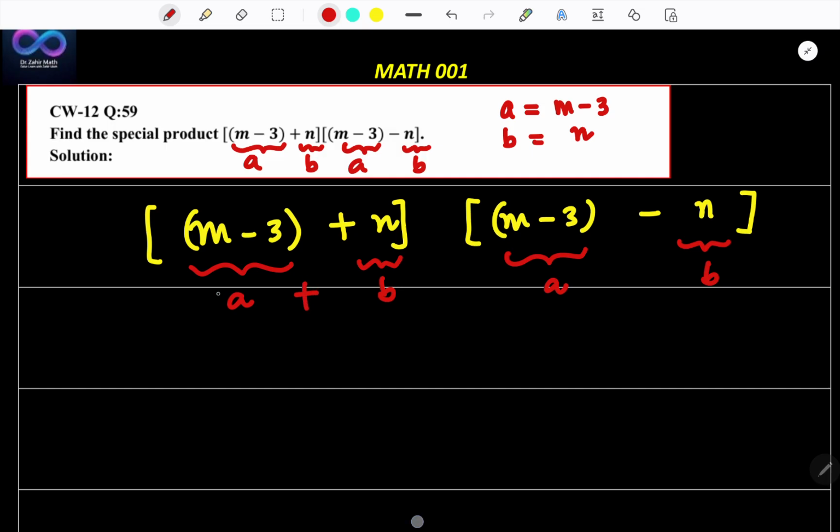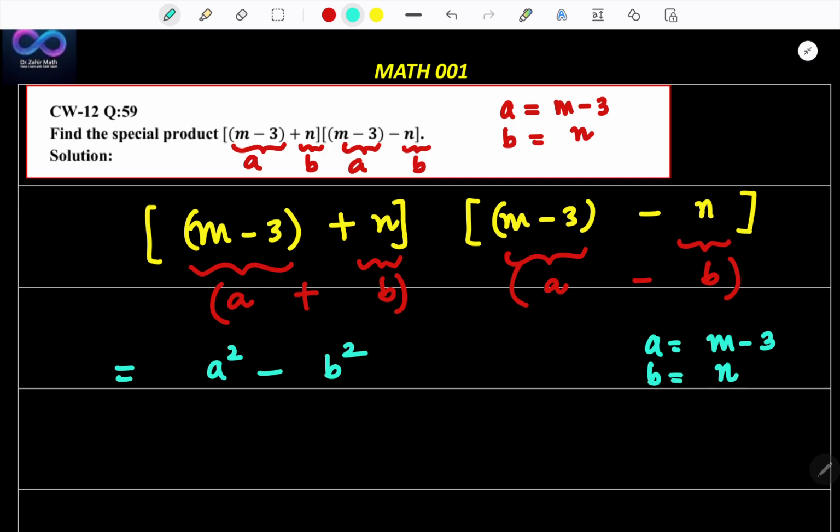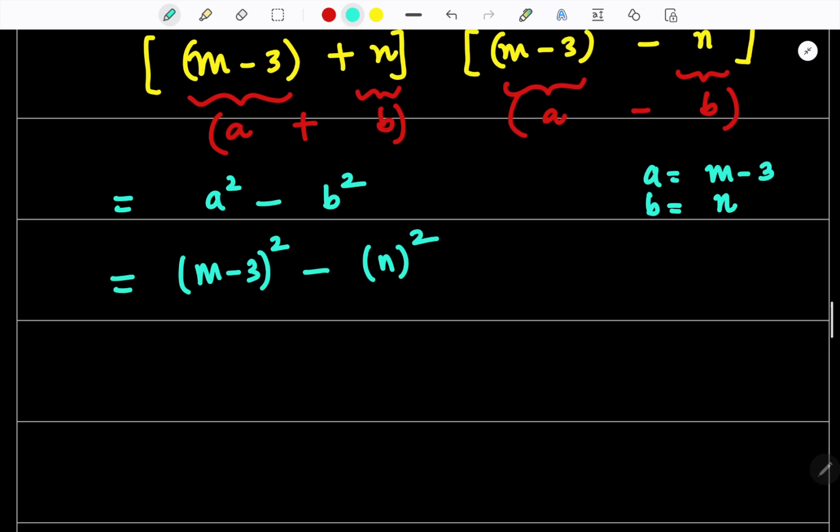So this is of the model (a + b)(a − b). What is (a + b)(a − b)? a² − b². So what is in the place of a? m − 3. What is in the place of b? It is n. Clear, all of you? So now this is equal to a², which is (m − 3)², minus b², which is n². Is it over, teacher?